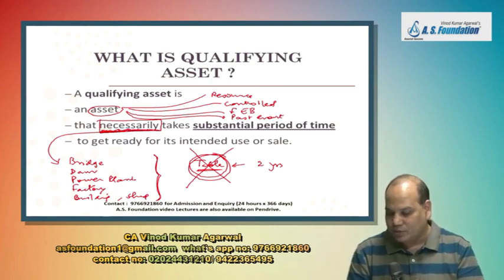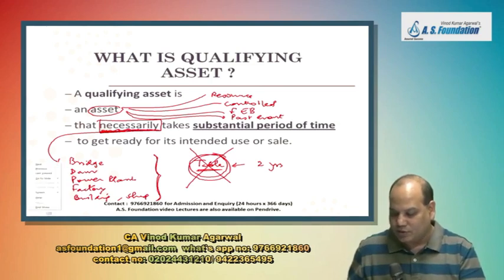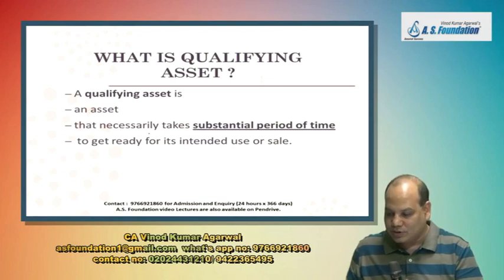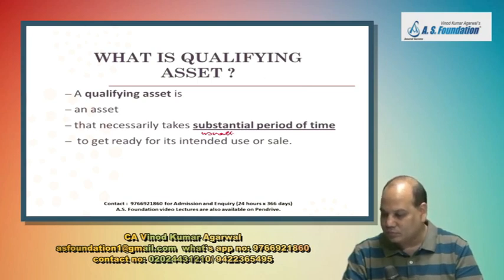Otherwise the company may delay some construction, and instead of charging the expense to the P&L account, they may capitalize it. So necessarily takes substantial period of time. Substantial means usually 1 year.